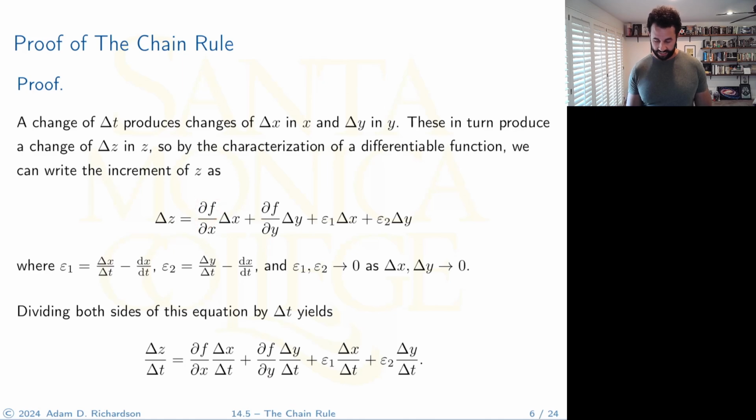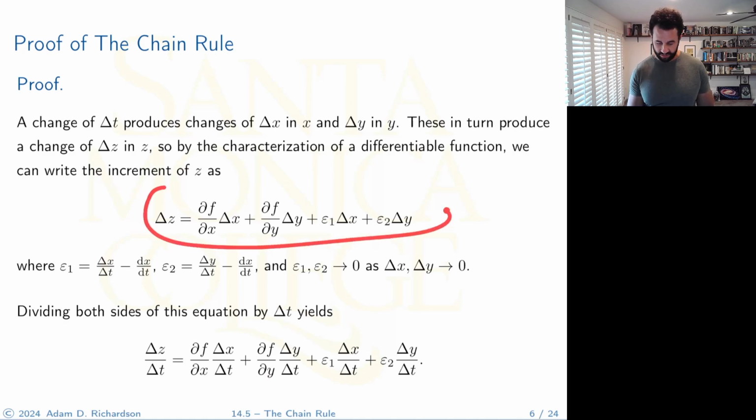Partial z, partial x, delta x, plus partial z, partial y, delta y. And then you had these two epsilon functions. These epsilon functions are just the corresponding differences in the slopes of the secant lines and the tangent lines. And they both go to 0 as the increments go to 0. That was the idea. So a function is differentiable if you can write it in this way, where these two functions go to 0 as delta x and delta y go to 0.